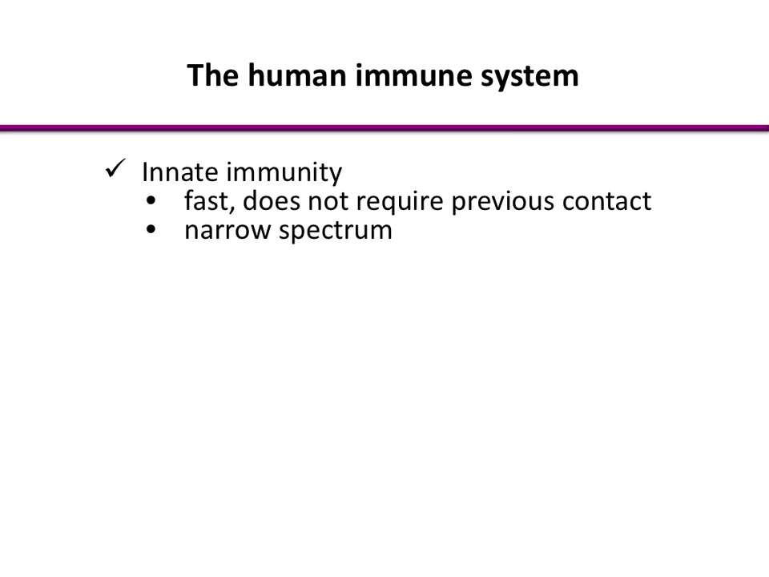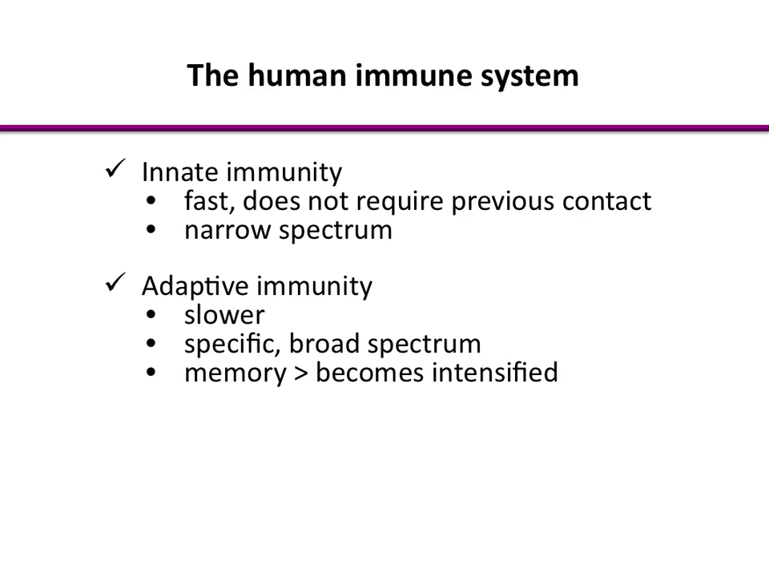In general, we say that the innate immune system is faster, it does not require previous contact, it's a bit narrow in its spectrum, and depends on pattern recognition, whereas the adaptive immune system is slower, more specific, but can respond to a broader spectrum of things, and it develops memory and becomes intensified. The broad spectrum of the adaptive immune system can be a problem, as the immune system can also learn wrong things and start responding to wrong antigens and cause autoimmune diseases.